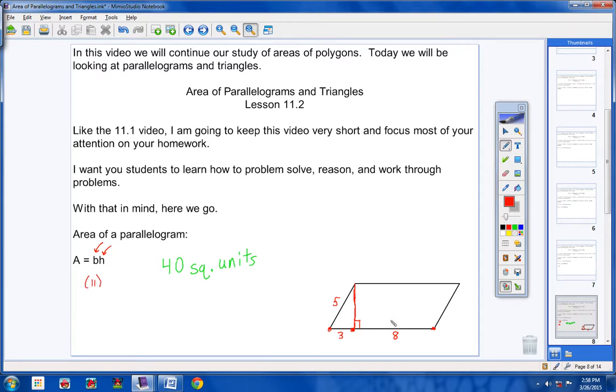Now, I told you I'm not going to work this whole problem out, and I'm not going to. I'm just trying to get you to think. These are the types of problems we're going to throw at you in your homework. So the entire base would be 11, correct? You can just sit there and listen if you want to, and just watch.